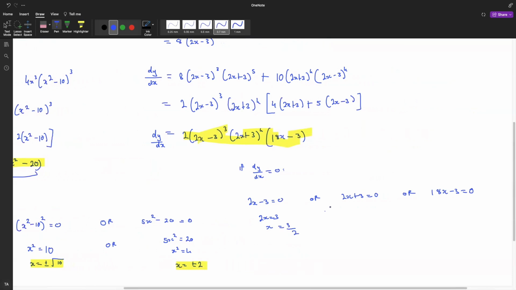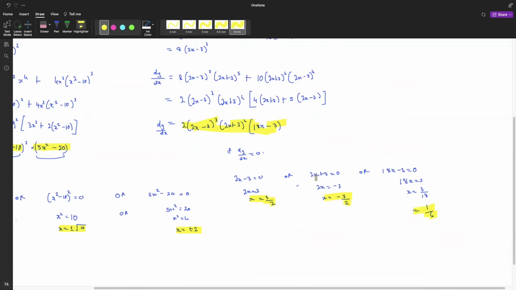So that's one value where our derivative will be 0. Or 2x equals minus 3, and x is equal to negative 3 over 2. So that's another value where our derivative will be 0. Or our 18x is equal to 3, and our x is going to be equal to 3 over 18, which is 1 over 6. So these are the 3 x values for which our derivative will be 0. The gradient of this curve at these 3 x values will be horizontal, or will be 0.